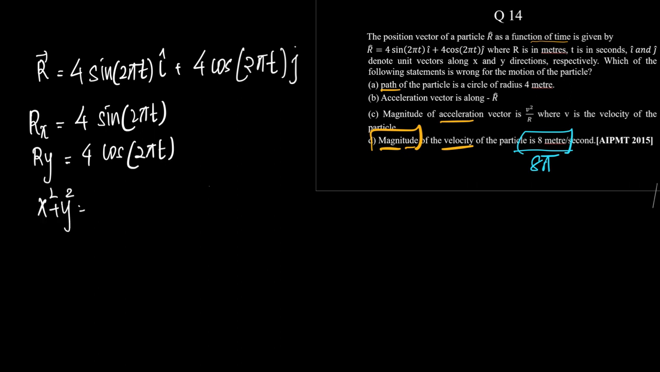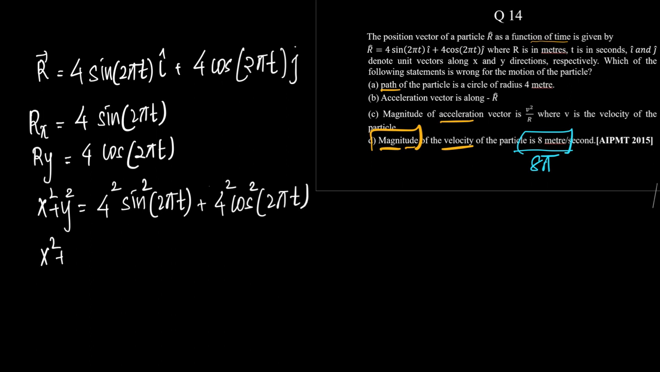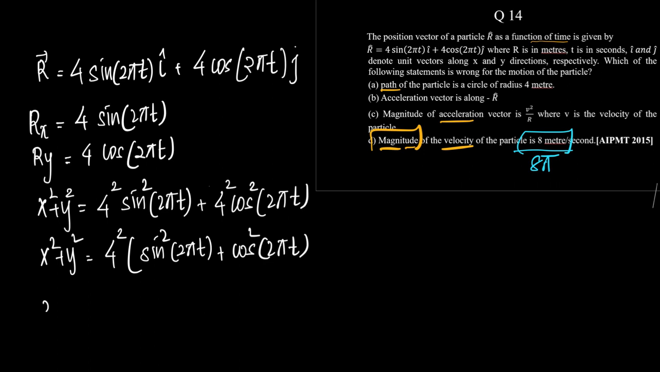x square plus y square is equal to 4 square sine square 2 pi t plus 4 square cos square 2 pi t, and therefore x square plus y square is 4 square into, now we can take 4 square common, so what we get is sine square 2 pi t plus cos square 2 pi t. Therefore x square plus y square is equal to 4 square into, what is sine square theta plus cos square theta? It is 1. So we have the equation x square plus y square is equal to 4 square.